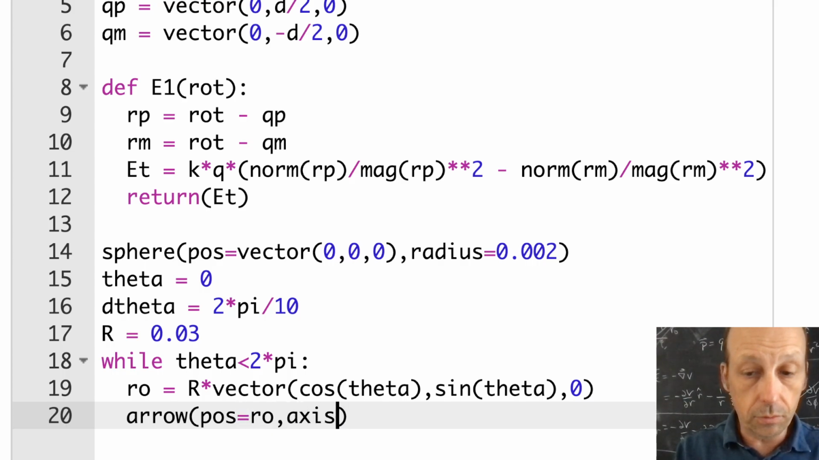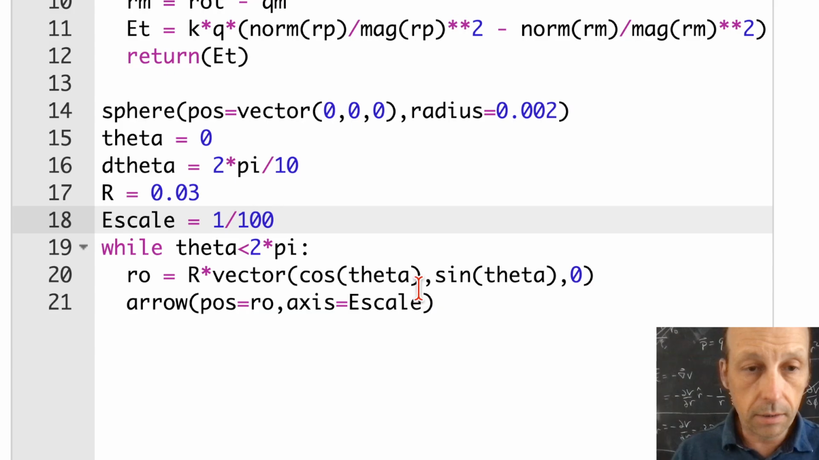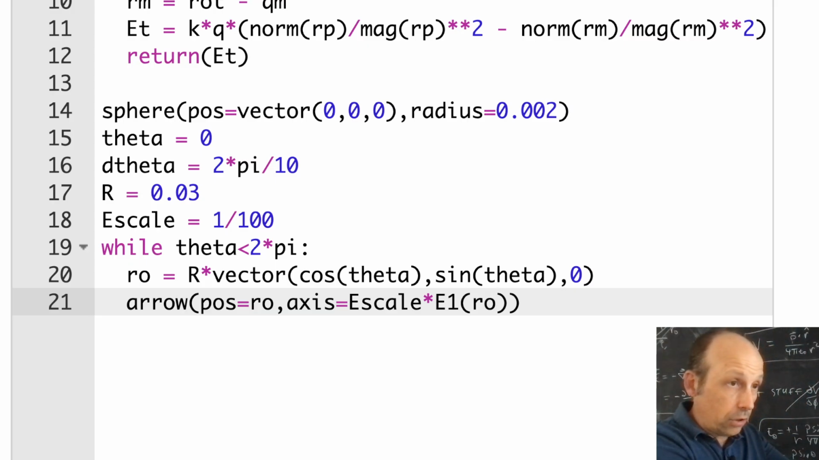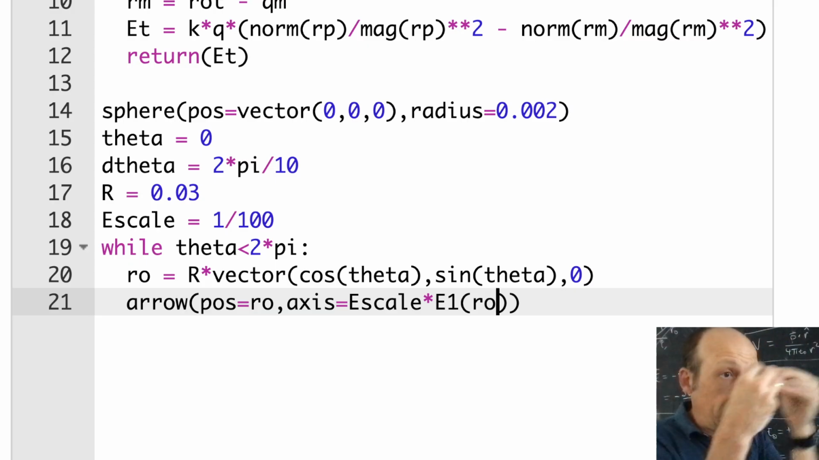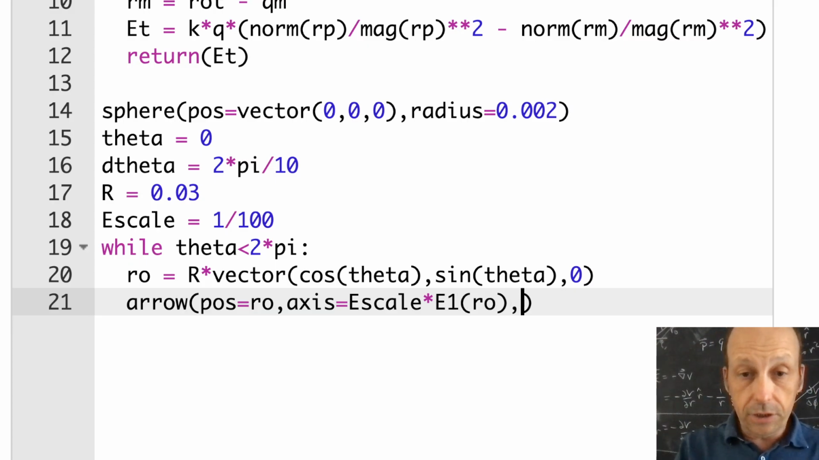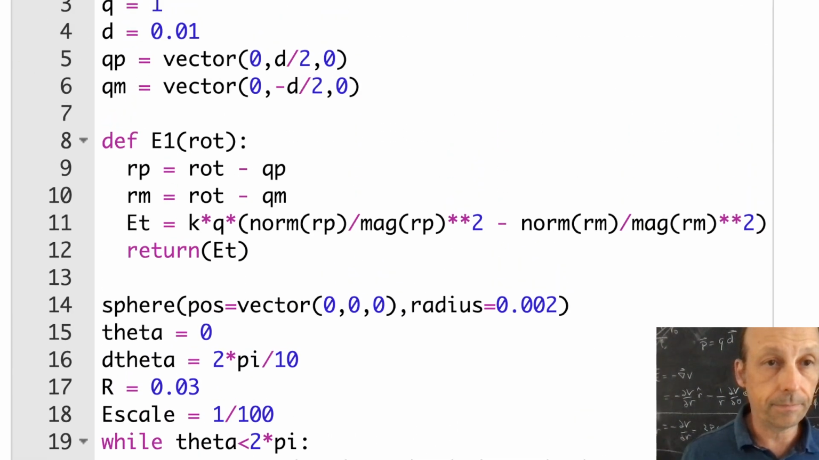Axis is going to be equal to E scale, which I haven't put. Let's put that right here. E scale is 1 over 100. Probably need to be smaller than that, but that's fine. E scale times E1 of RO. So I'm going to pass that location to my function. It will give me back the electric field vector, and then I'm going to use that to make an arrow. And let's make this yellow. Color equals color.yellow. Okay, so now I need to move my angle theta. Theta is theta plus d theta. Let's run this thing.